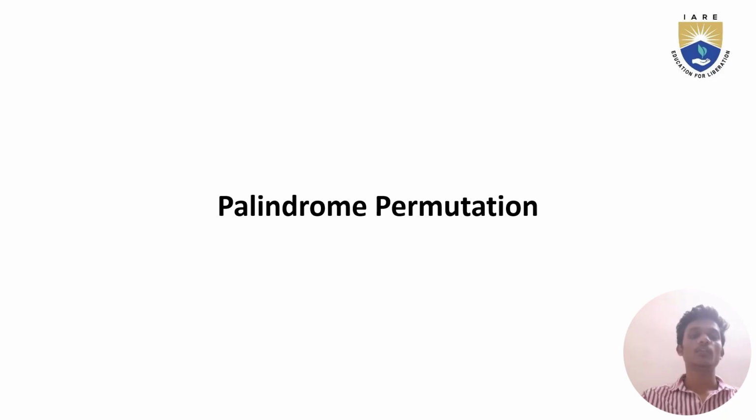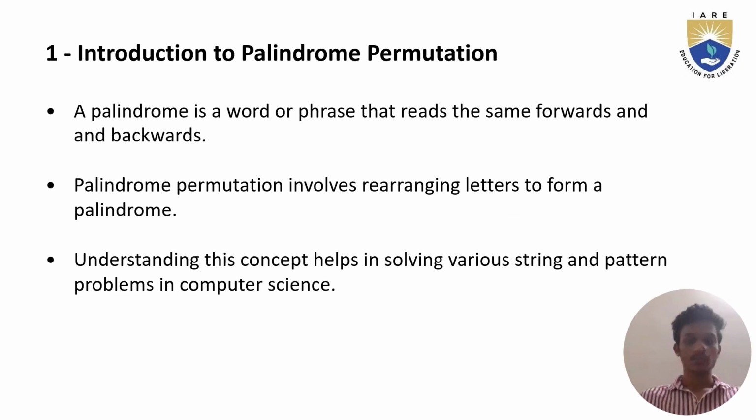So let us get into our topic. Today's topic is the palindrome permutation. Introduction to palindrome permutation. A palindrome is a word or a phrase that reads the same forwards and backwards. Palindrome permutation involves rearranging letters to form a palindrome. Understanding this concept helps in solving various string and pattern problems in computer science.